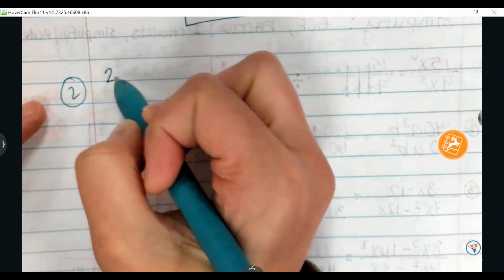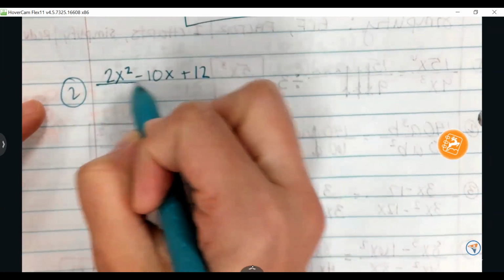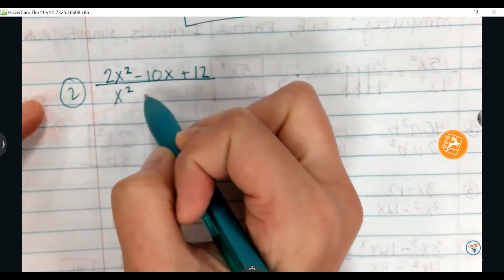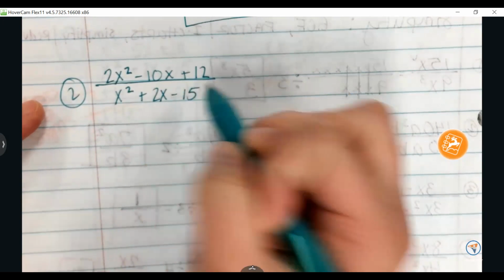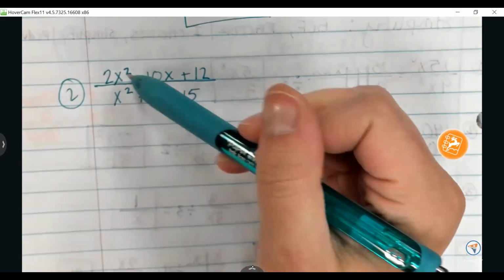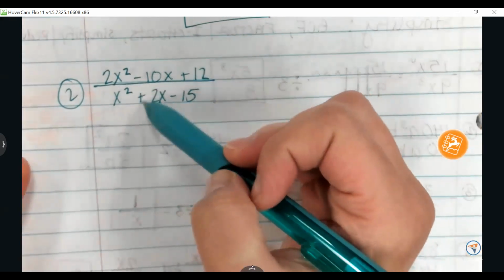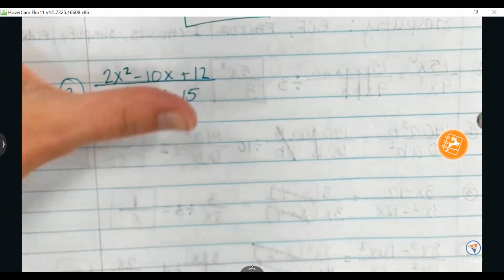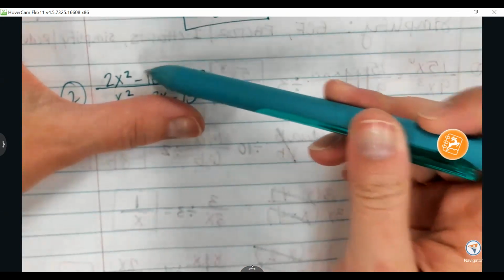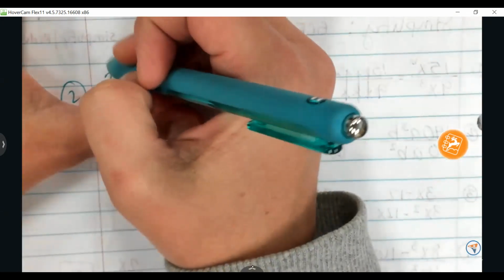Number 2 is going to say 2x squared minus 10x plus 12 over x squared plus 2x minus 15. So first of all, can my x squareds cancel out? No, nothing can cancel, because they're all being held together by plus and minus signs. So let's just look at the top. 2x squared minus 10x plus 12. Can I make an eye chart? No, I cannot. Why can I not make an eye chart? This x squared's not by itself.